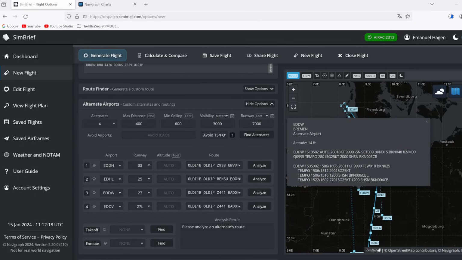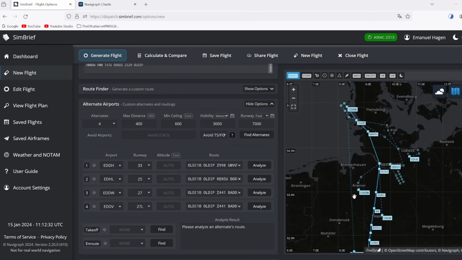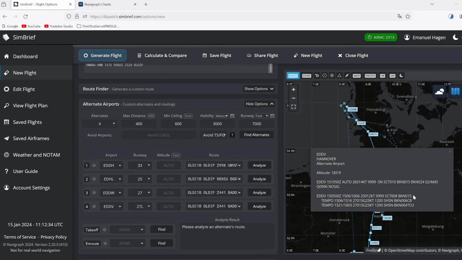Looking at Bremen, we have got TEMPO weather of 290 at 15 gust 25, which considers us. And then we've got the TEMPO weather down here, 1200 meters, snow showers, broken 600 CB. So Bremen is probably not that good. And then finally, we have got Hanover, and Hanover, as you can see, is reporting gusty winds and snow showers with visibilities of 1200 meters as well. So Hanover ain't that good either.